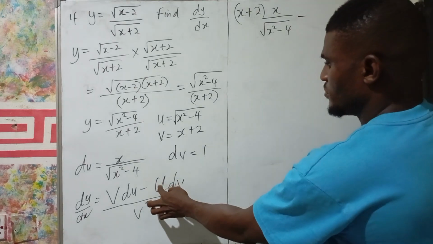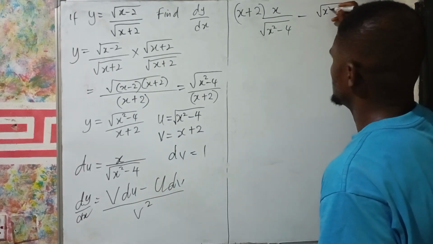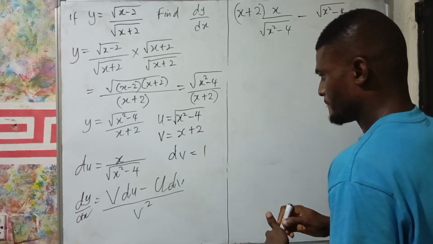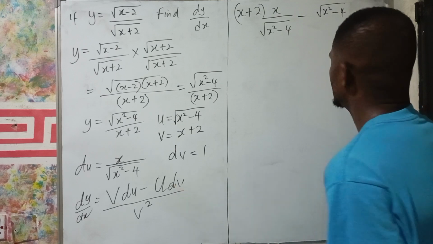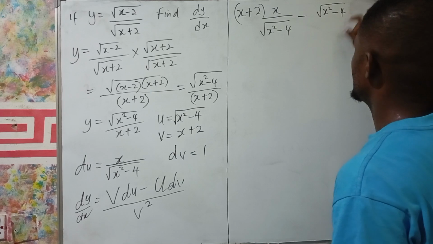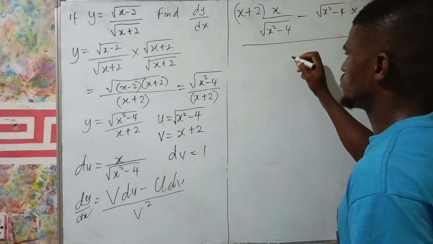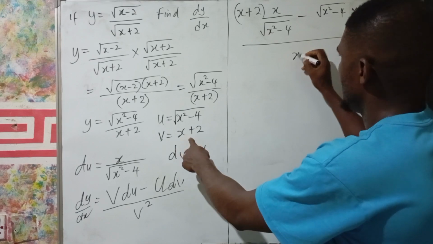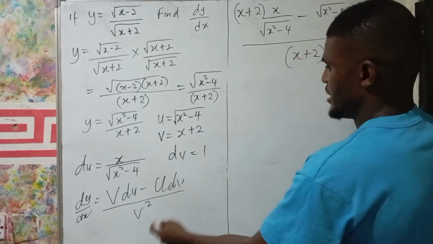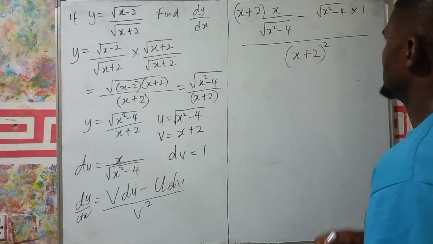Now we differentiate the value of u, which is root of x squared minus 4. And then the derivative of v is equal to 1. So when you multiply this by 1, it still remains that value over v squared. V is x plus 2, and since we are saying v squared, we need to square that. Alright, so this is what we have.